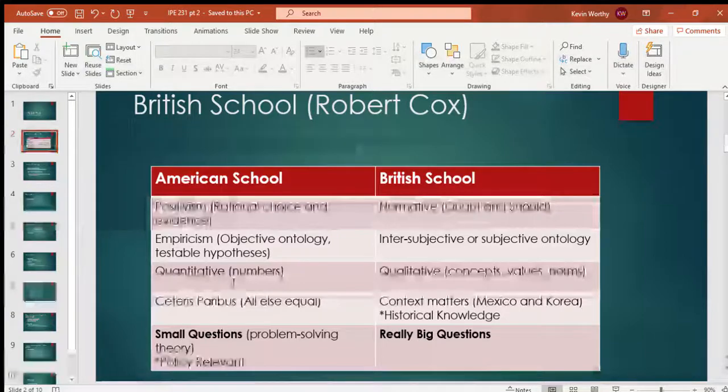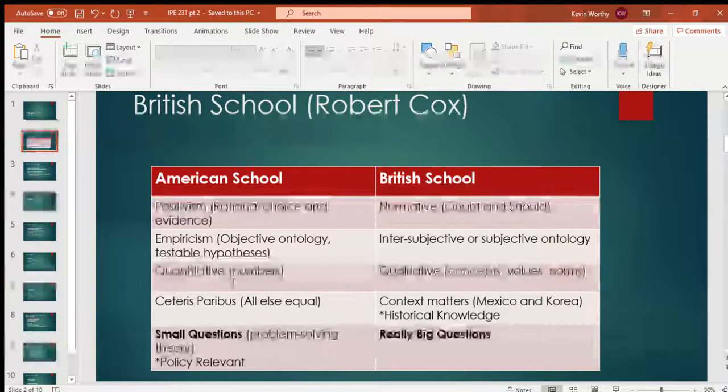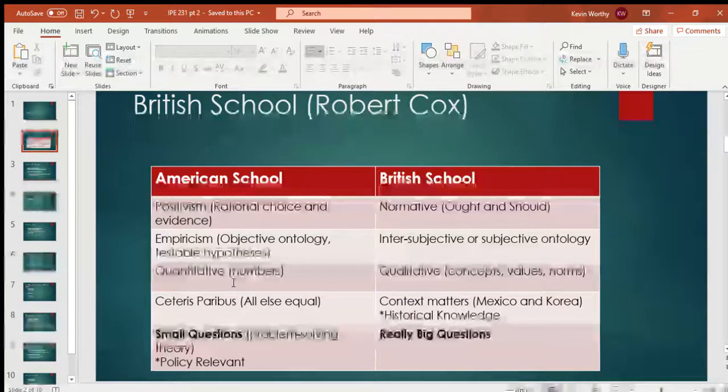So they're in a different context. And that's not even counting the cultural differences, the historical differences, the environmental differences, right? Korea is actually quite cold, and Mexico has a warmer condition. There are different factors, right, where they're positioned. Korea is very small in its landmass. So there are all of these qualitative aspects that you need to know, and this is called historical knowledge. The other part about the British school is it asks really big questions. And by really big questions, we need transformation, which we'll talk about in a minute.